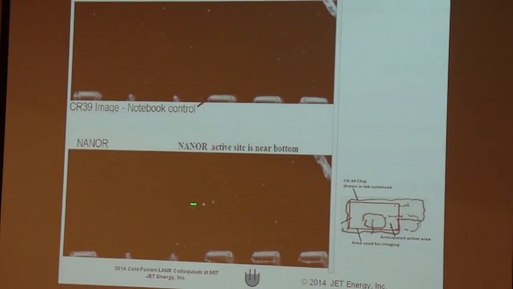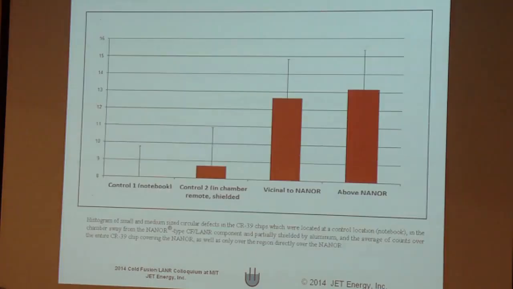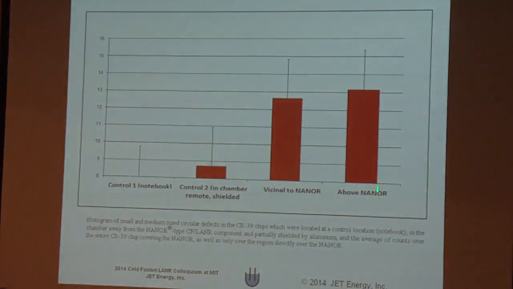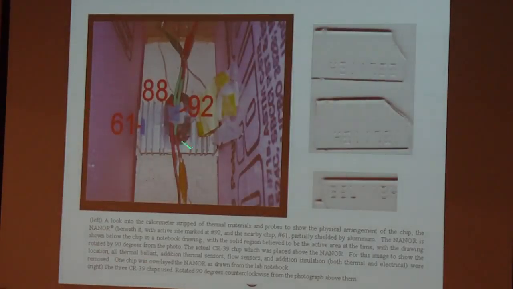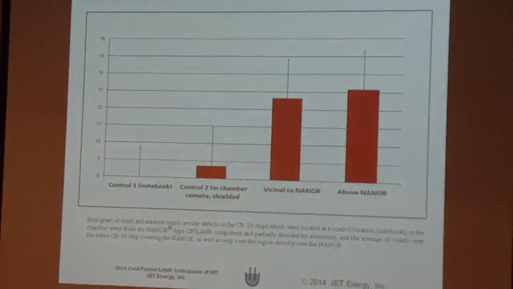Let me show you what they showed. Here's where we put it over, and we can see this in output. What we saw above the nanor, if we look at the counts, this is what we saw above the nanor. This was that, the second one here, as far away as here. And this was in my lab notebook. So we've shown output from that.